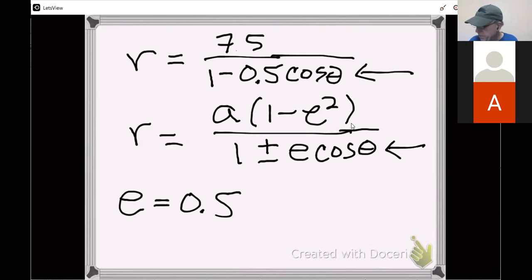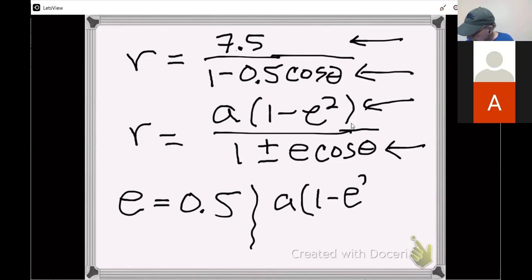Okay, Aaron. All right, now here's another thing. Let's compare the numerators now. On the top of the top equation, we have 7.5. And on the top of the bottom one, we've got A times 1 minus e squared. And we're going to say that that's equal to 7.5. So the top of the second fraction is equal to the top of the first fraction. And I'm going to lasso these last two parts here and copy them.